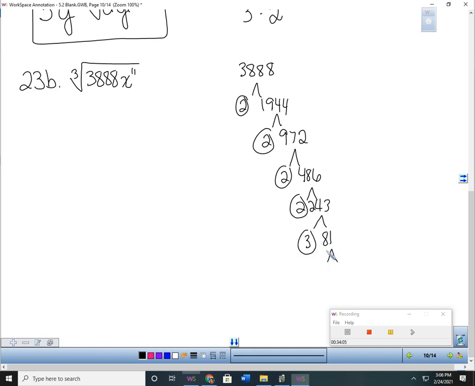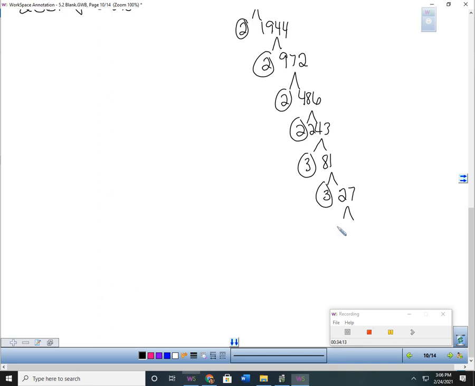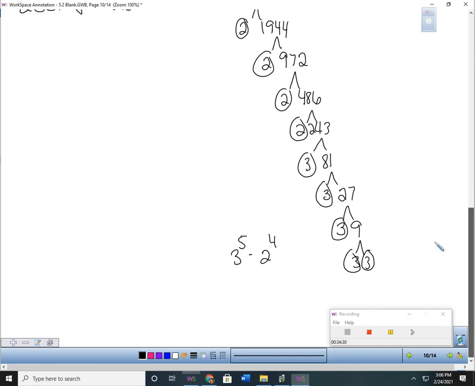81 also divides by 3. It's 3 and 27. 27 is 3 times 9, and then 9 is 3 times 3. That gives you 1, 2, 3, 4, 5 3s and 4 2s, right? And if you look at the exponent on both of those, they're both bigger than 3, correct? So if I were to split this up, I would think about this. Does 4 divide by 3? Does 3 divide by 3?